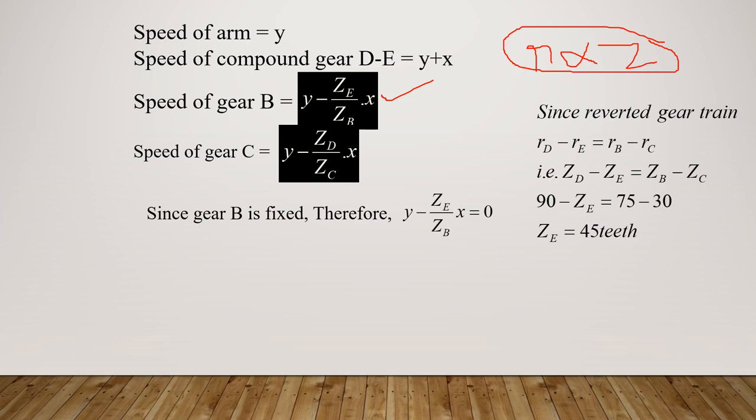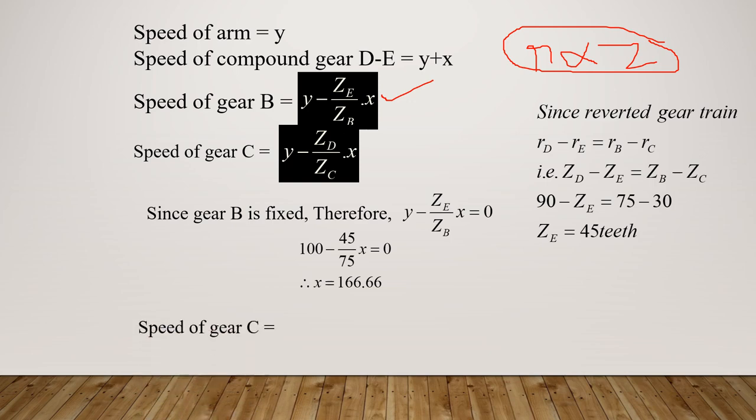So substitute all the known values. D is given in the problem, E is unknown, B is given, C is given. So you'll get the number of teeth in gear E, which is 45. Substitute that in this particular equation. y is known, 100 given in the question, clockwise. With 45, what you got here, the answer 75 is given in the question. X you have to calculate here. So x you will get as 166.66. Don't write any unit because it is just a number. So this is the x value.